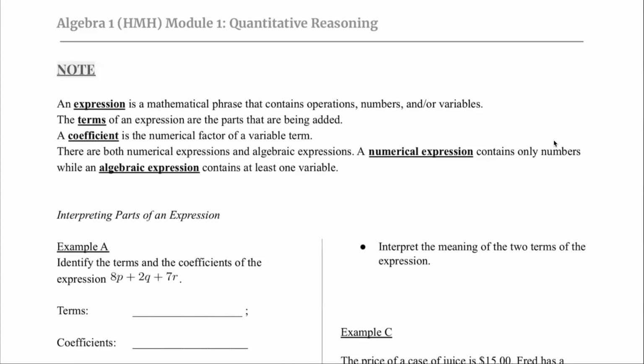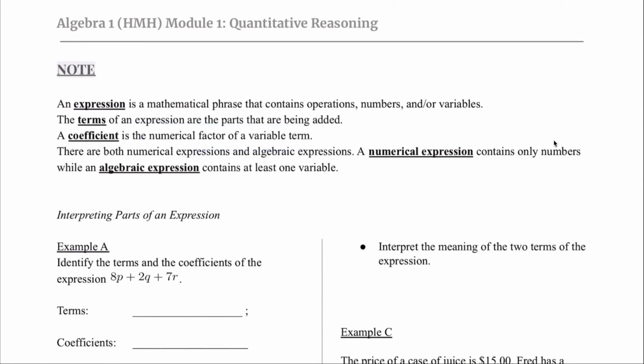Here are the notes. A bunch of definitions here, guys. An expression is a mathematical phrase that contains operations, numbers, and or variables. Terms of expressions are the parts that are being added or subtracted, and the coefficient is the numerical factor of a variable term. It's just a weird way of saying it's a number in front of the variable, right?